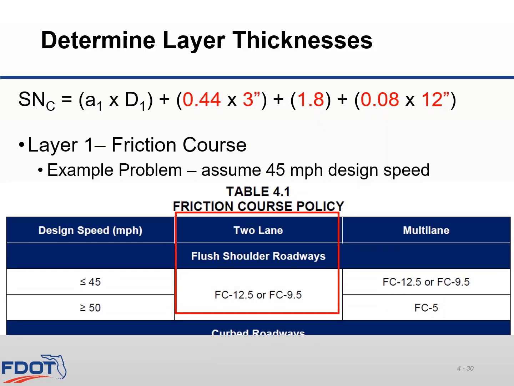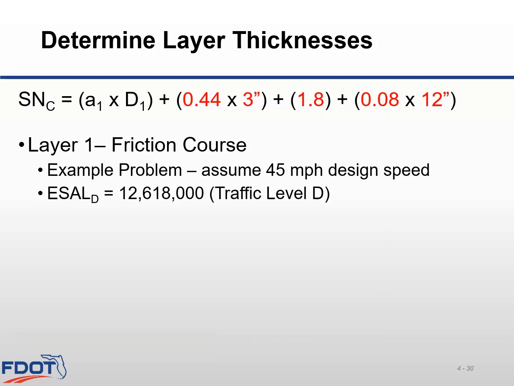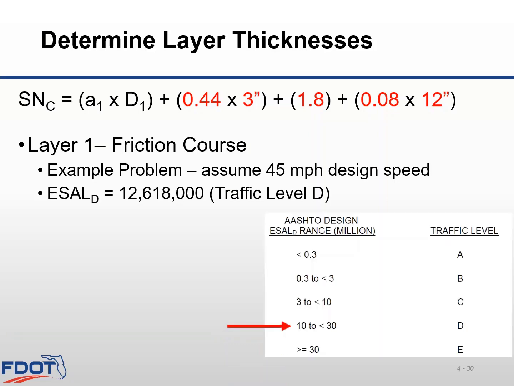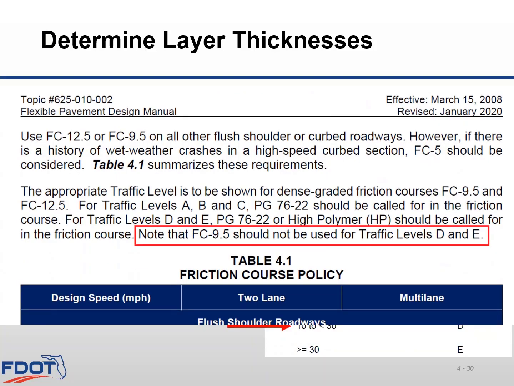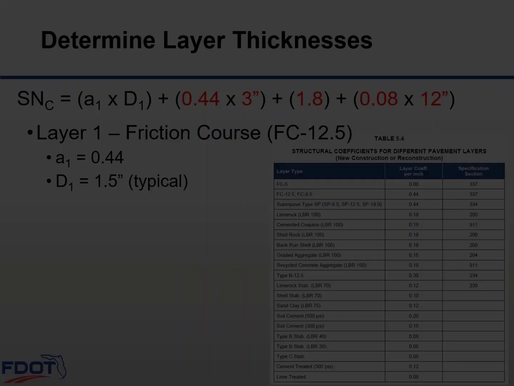So let's look at another factor that will affect our friction course selection. Since our design ESAL was 12.6 million, we know that that's categorized as traffic level D. And if we read in the text of Chapter 4, just above Table 4.1, we see that FC 9.5 should not be used for traffic levels D or E. So for this example problem, we'll need to use FC 12.5 due to the projected traffic.